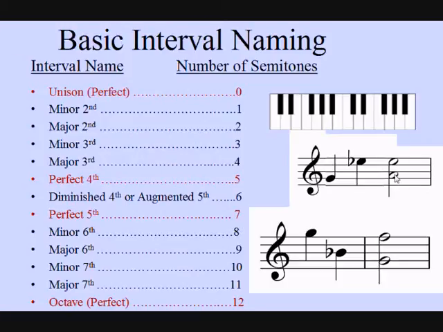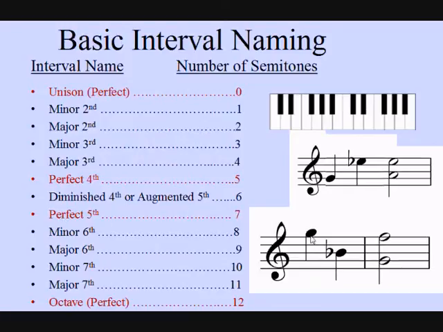What we have here is 1, 2, 3, 4, 5. This is a fifth. Let's just make sure that this is a perfect fifth. From A to E is 0, 1, 2, 3, 4, 5, 6, 7. Therefore this is a perfect fifth.